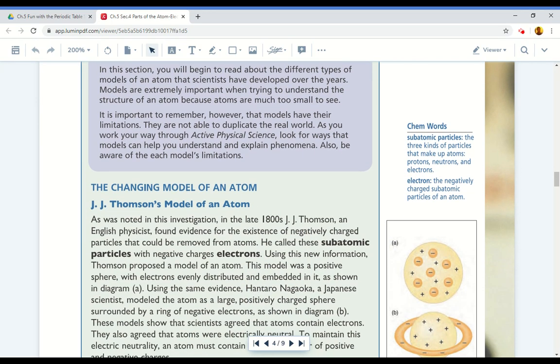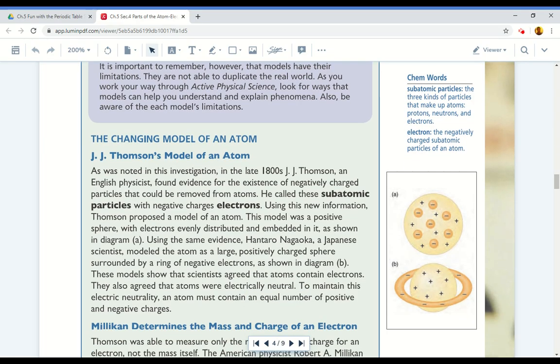In this section, you will begin to read about the different types of models of an atom that scientists have developed over the years. Models are extremely important when trying to understand the structure of an atom because atoms are much too small to see.